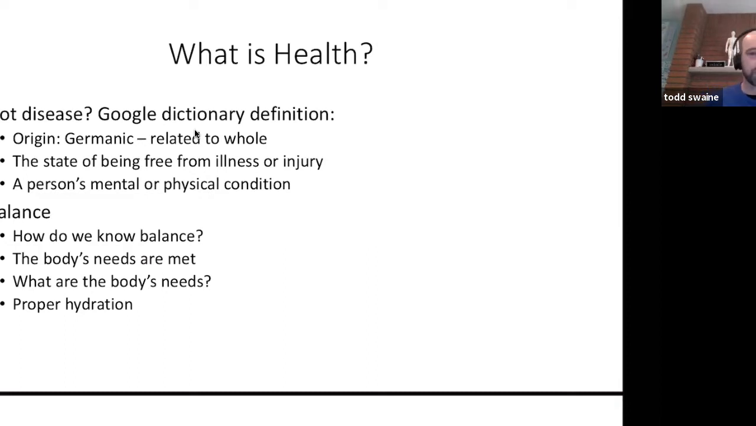So I've chosen to use the dictionary, and a lot of the time health is defined as something that it's not, rather than what it is. Probably because we haven't really seen it as a human race as a whole for quite some time. So we're defining things the best we can in a comparative way. So if we look at the Google dictionary definition, the origins: Germanic, related to whole. The state of being free from illness or injury, a person's mental or physical condition.